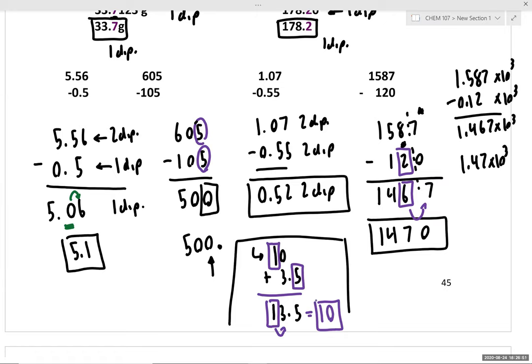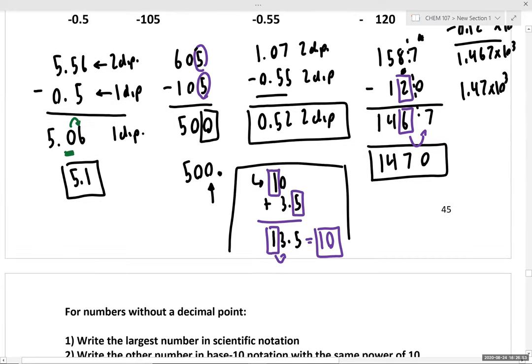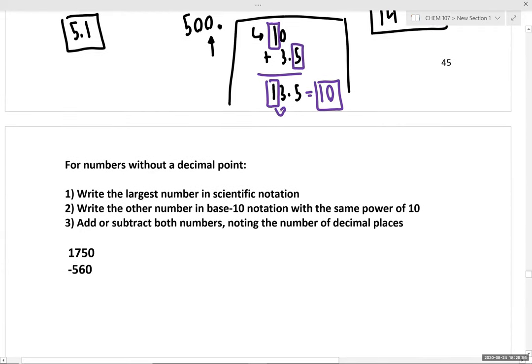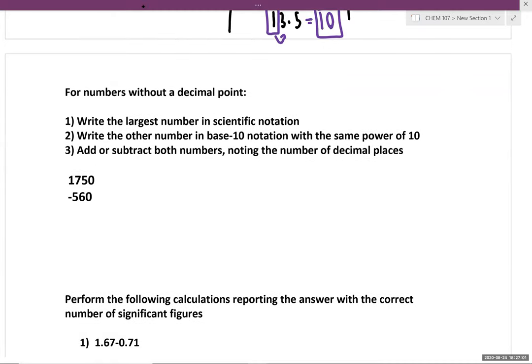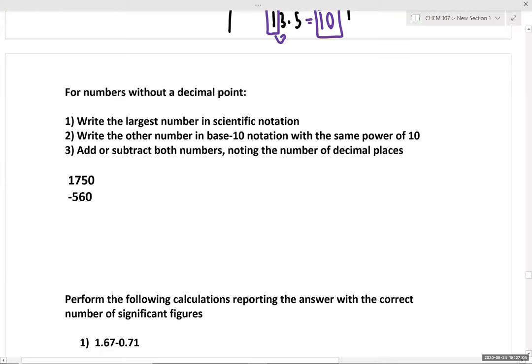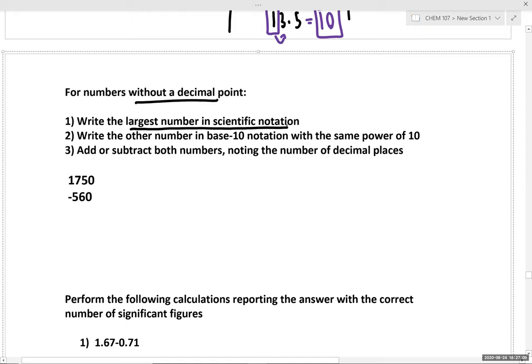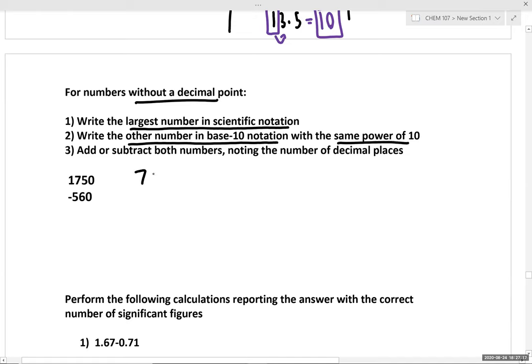Yes, we'll be doing a few more examples. Actually, I have another set. We're just going to talk about one other example first. When you're dealing with numbers without a decimal point, one trick that I like to use is I write my largest number in scientific notation, and I write my other number in base 10 notation with the same power of 10. So for example, 1,750, 1, 2, 3 decimal places, that gives me 1.75 times 10 to the third.